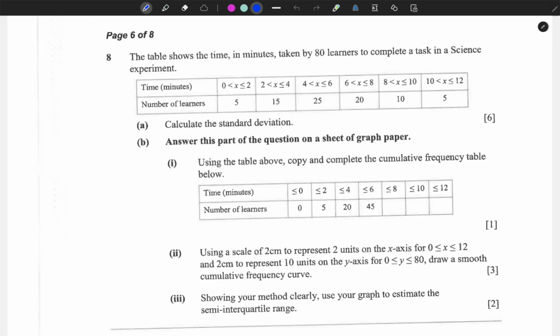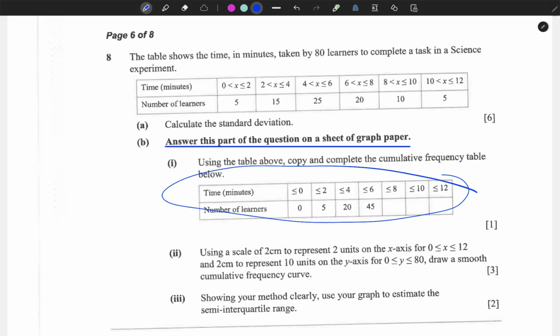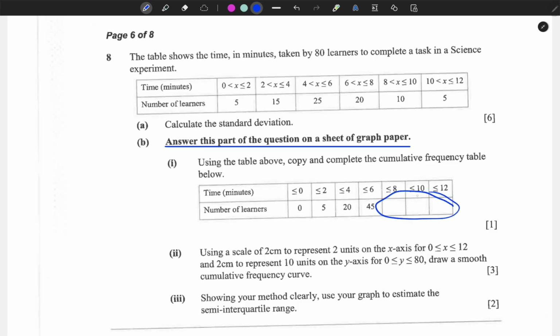Okay, so we can now go to question B. So we are told answer this part of the question paper on a sheet of graph paper. So use the table above, copy and complete the cumulative frequency table below. So this cumulative frequency table must be on your graph paper. So now how do you complete? So to complete, we just need to fill up these few boxes here.